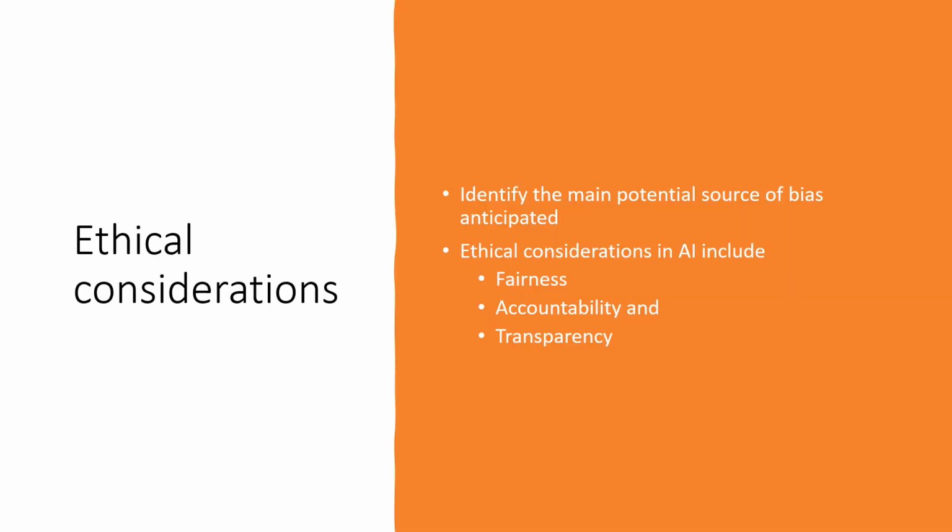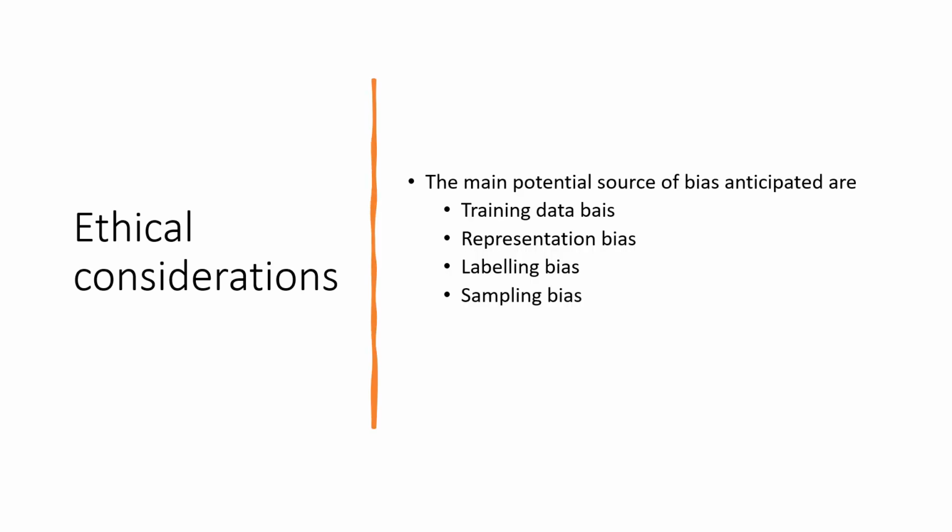As part of ethical considerations, we identify the main potential source of bias anticipated. Ethical considerations in AI include fairness, accountability, and transparency. So potential source of bias anticipated are training data bias, representation bias, labeling bias, and sampling bias.